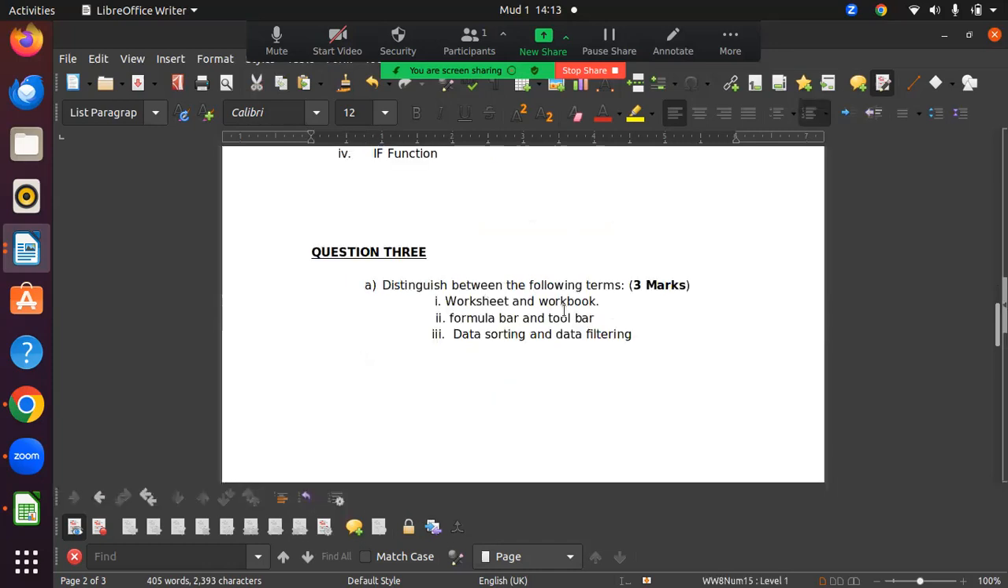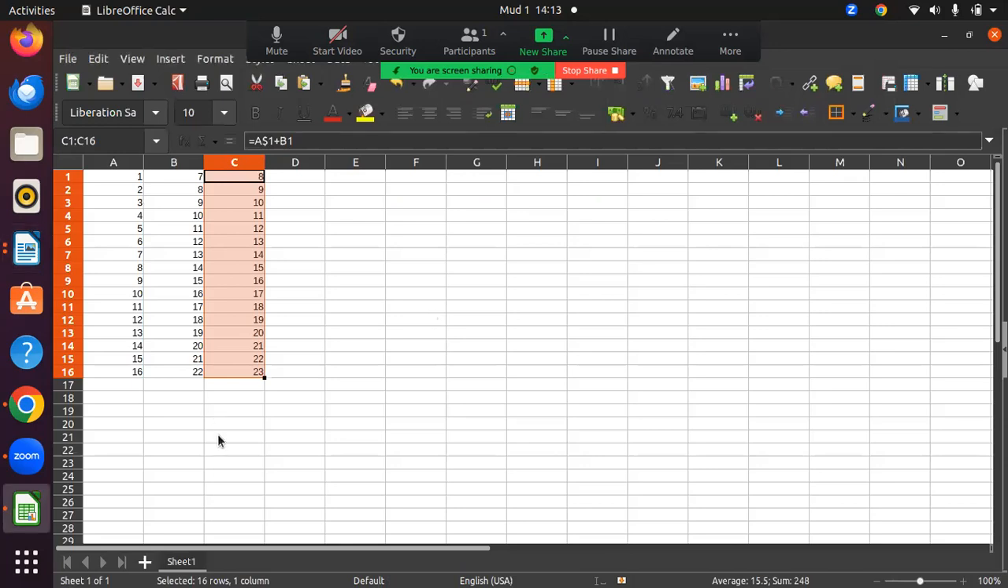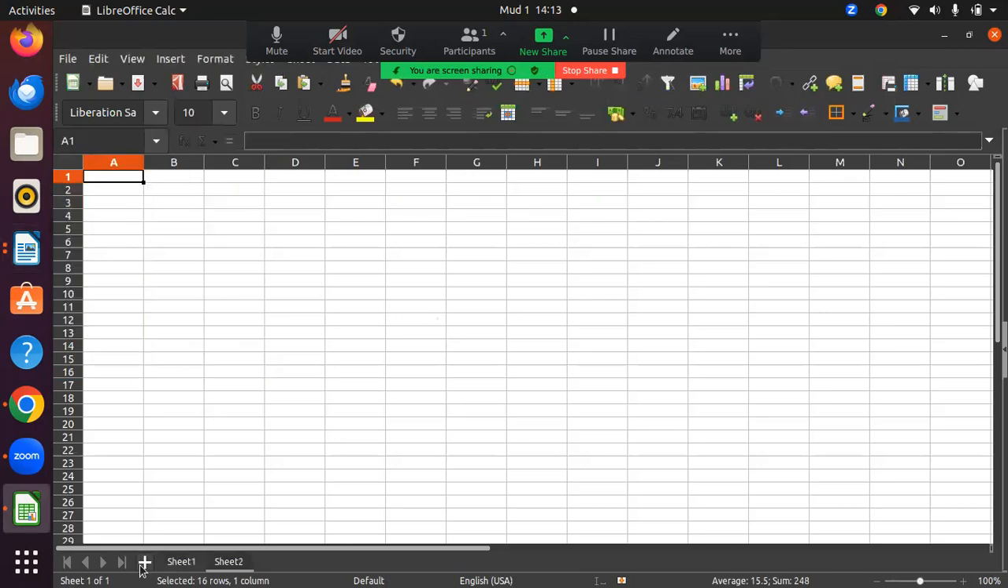Distinguish between a worksheet and a workbook. A worksheet is just an individual sheet. This is a worksheet. But if I continuously add several worksheets, it gives us a workbook. Now this one becomes a workbook. Okay, a workbook basically contains multiple worksheets, and a worksheet is just an isolated standalone sheet.